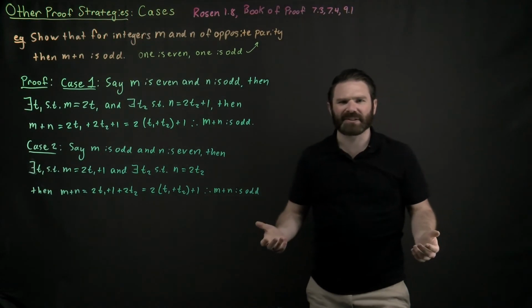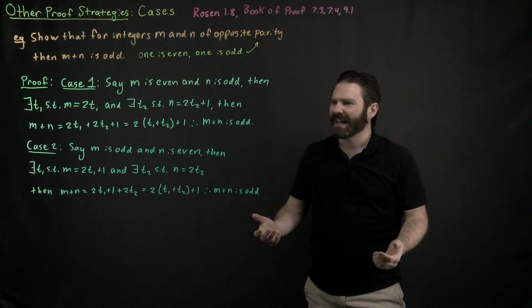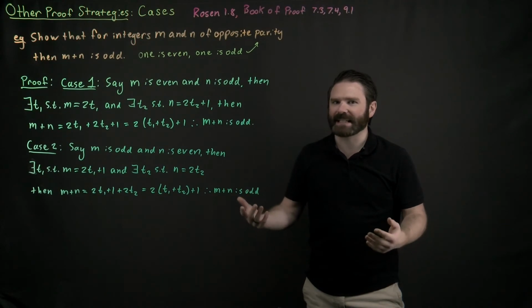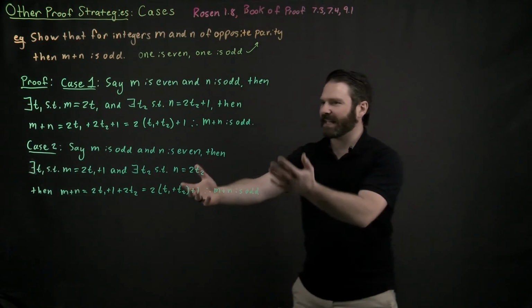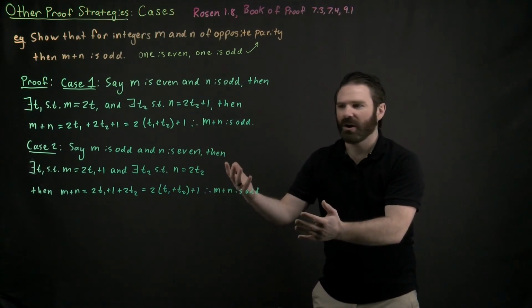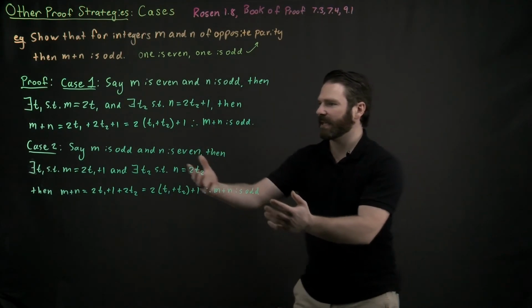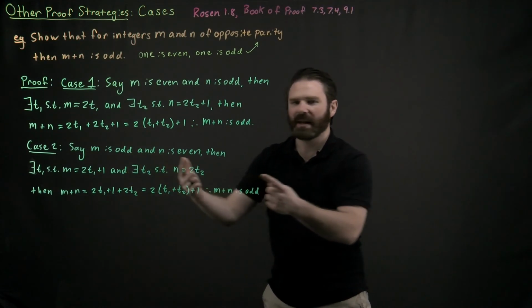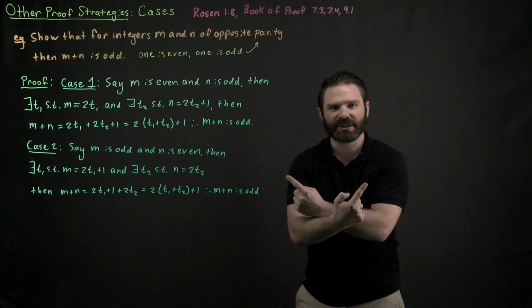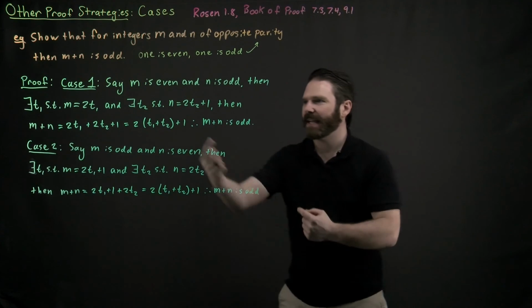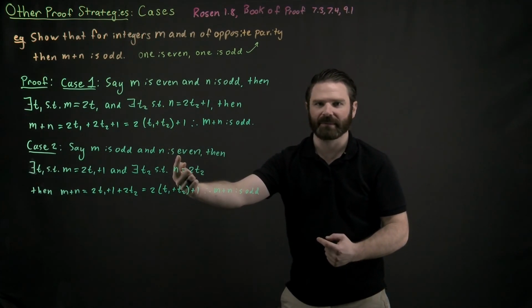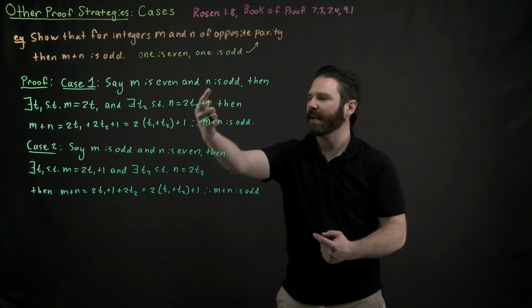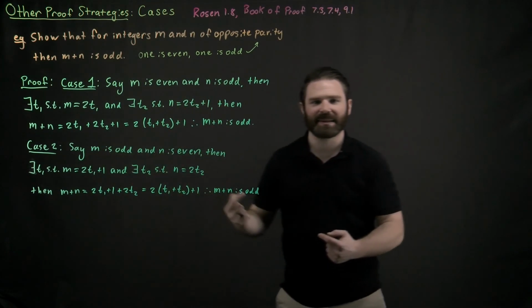And you might be asking yourself, well, hang on, these two cases look really suspiciously similar to each other, right? Basically, I'm doing the exact same thing. All I've done is, in case 2, switched the roles of m and n. Here, m was even. In case 2, I switched it to n is even. Here n was odd, and in case 2 I switched it to m is odd.